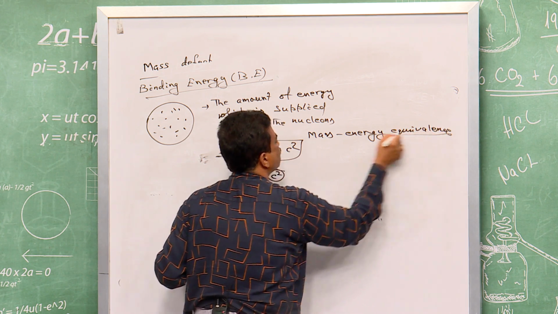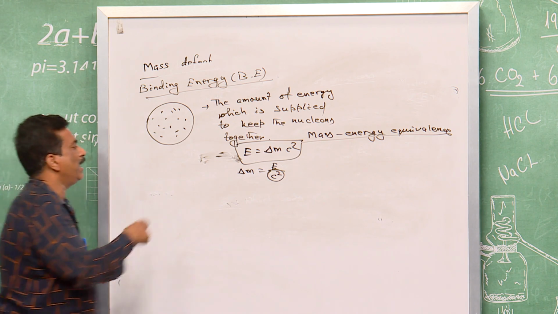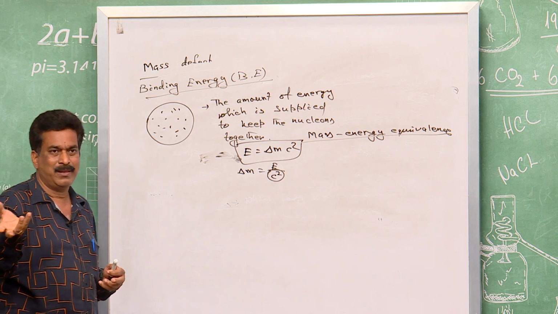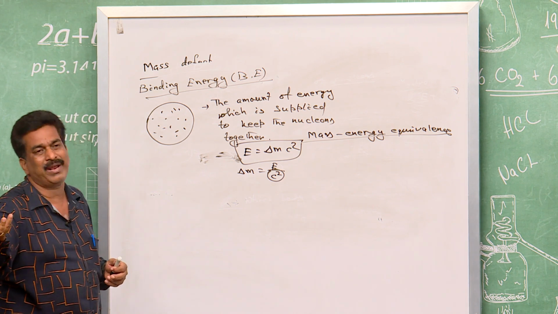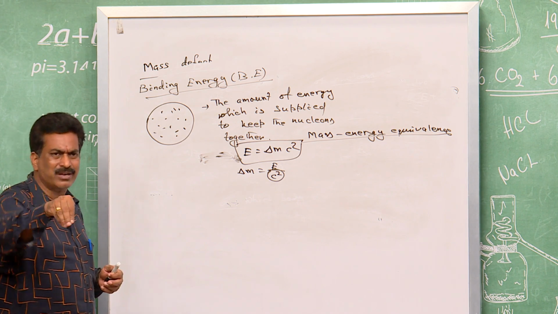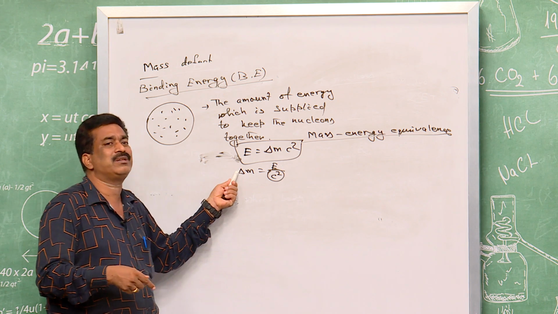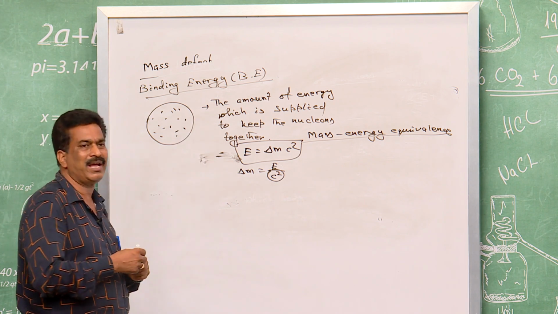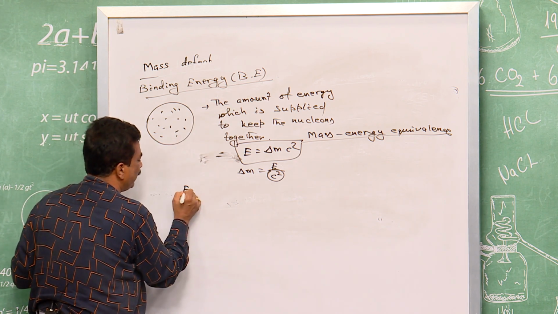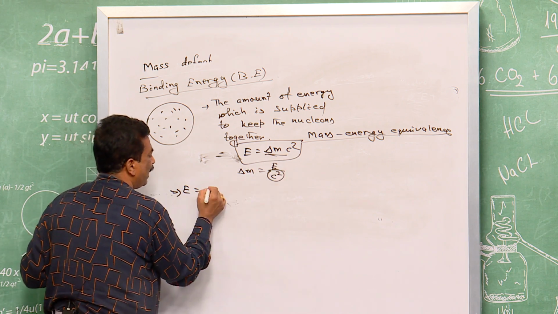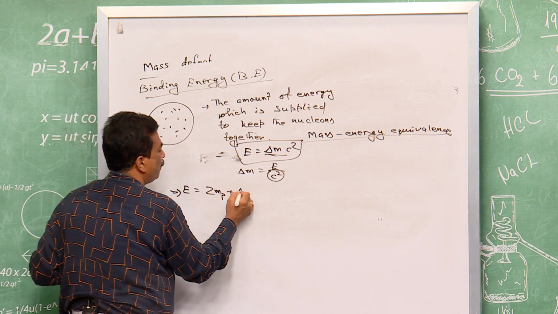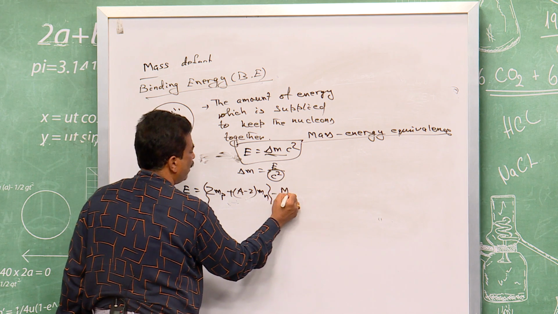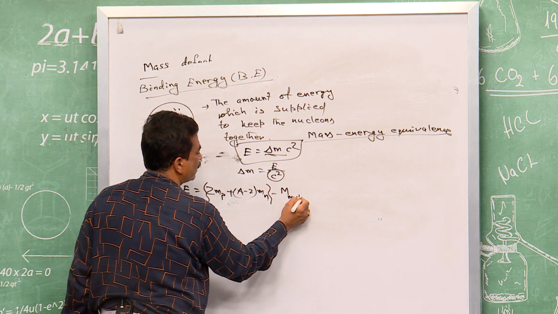equivalence. Mass energy equivalence means mass and energy, as I said earlier: the body which is in motion has more energy, and that energy can be equivalent with its mass. Therefore del M is equal to E by c square, that is the binding energy. So here del M will be Z Mp plus (A minus Z) Mn minus M of the nucleus.